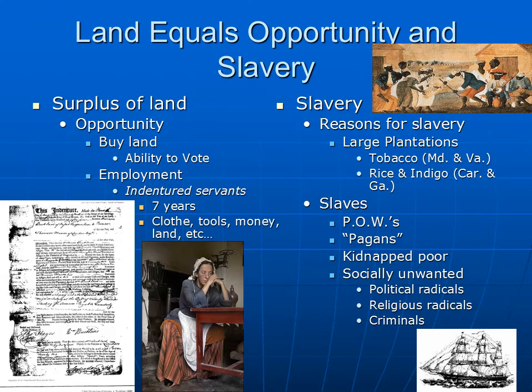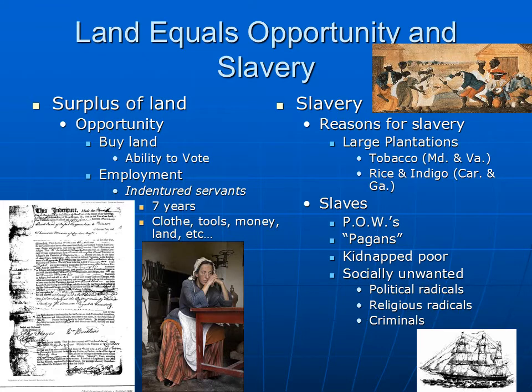Now, slaves were made up of POWs, kidnapped poor, pagans, the socially unwanted. Slavery did not have any distinct race, religion, or culture. Anyone could be a slave, but African slaves were the most prominent, mainly because they didn't know the territory, and they could easily be brought in through the triangular trade.